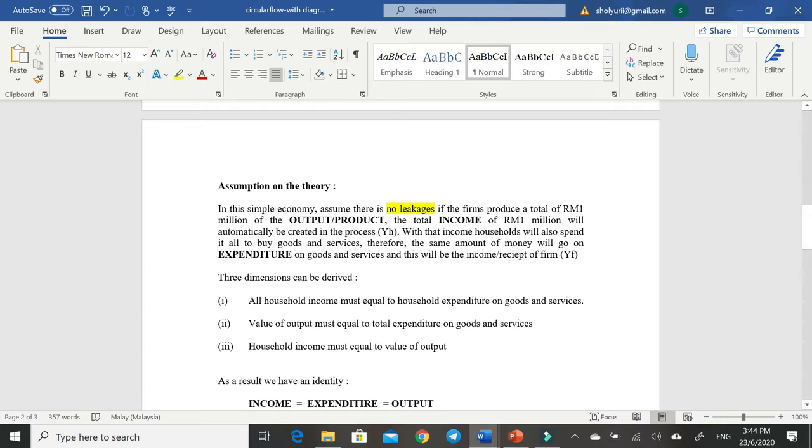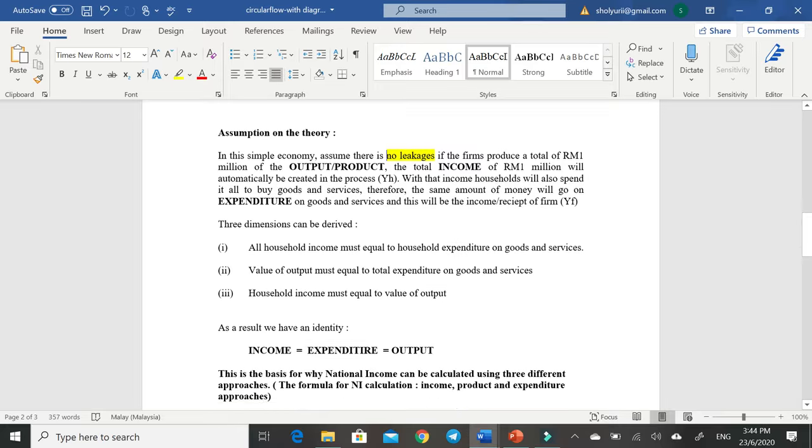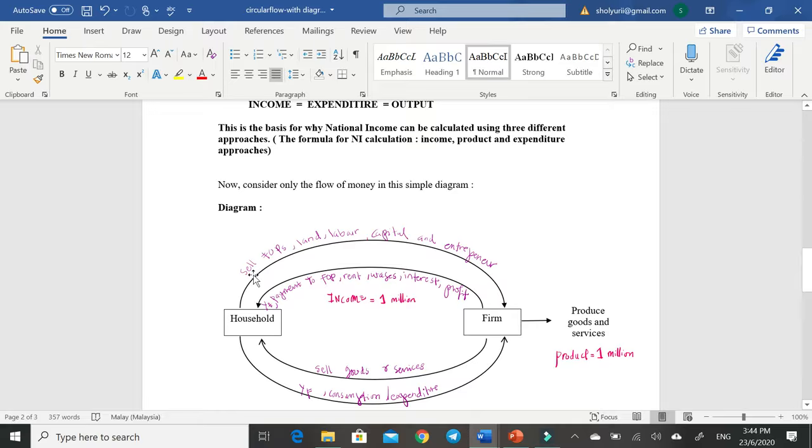Okay, so it says that here, if the firm produce a total of 1 million output, so selepas firm dah beli factors of production daripada household, ini mewakili satu Malaysia, satu negara. Jadi nilai dia besar lah kan. So after they have bought the land and capital premium from the household, they will produce goods and services. And production goods and services dia adalah bernilai 1 juta.